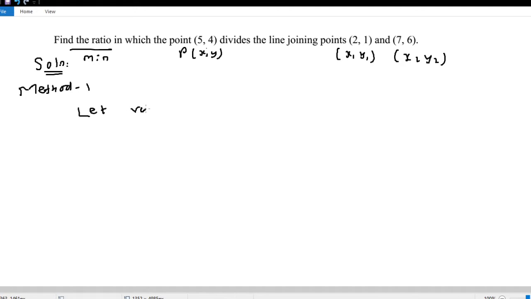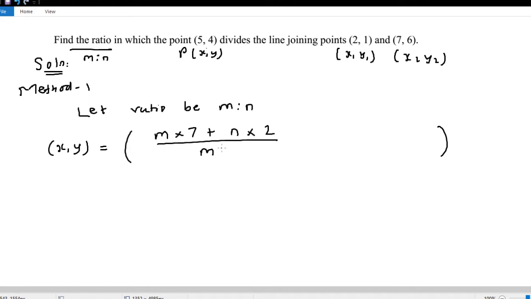So we will say let the ratio be m:n. So try it, tell me what will come. The bisection formula: x, y will become equal to... what's your formula? m x2, m is not known, x2 is known, 7, plus n y1... sorry, n x1, x1 is known, 2, upon m plus n.